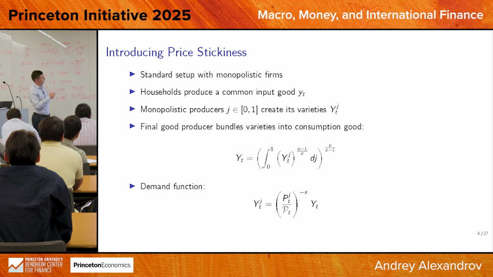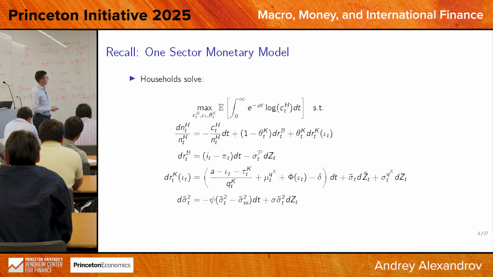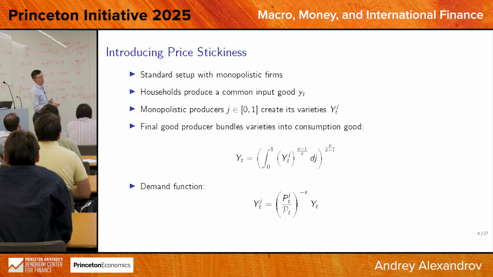We're going to have households that supply or produce a common input good, Y_t. So before, what we had is that these households were producing the consumption good directly. So they were holding capital. 1 unit of capital would give you A units of the consumption good. Now they're not going to be producing the consumption good directly. They will be producing what we call a common input good.